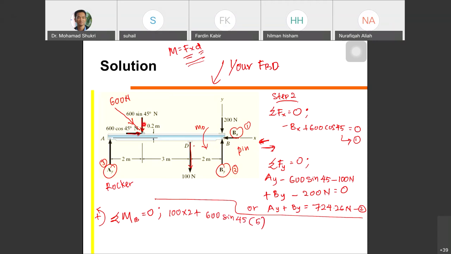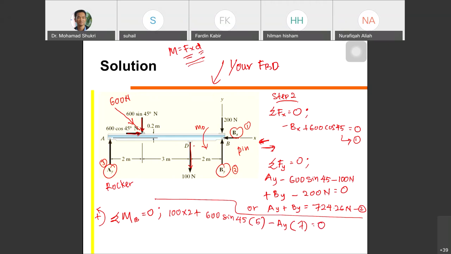And then this is no moment because it's in line with point B. So this force AY is clockwise, alright? AY is clockwise. So you have minus AY times D. D is the distance from this force to point B, which is 2 plus 3 plus 2, 7.